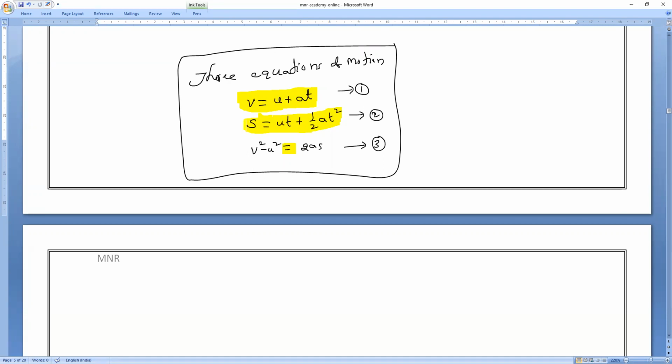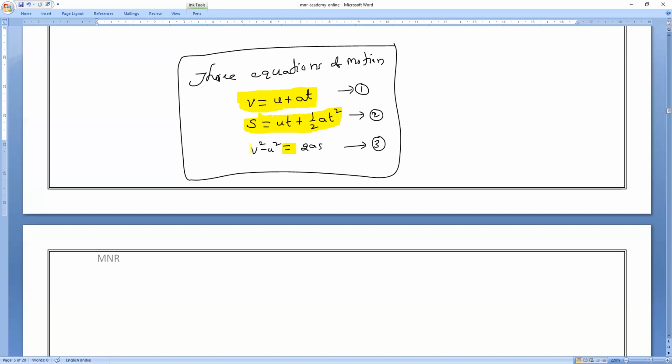S equals UT plus half AT squared. You cannot read it as 1 by 2; you should read it as half AT squared. How to read? Half AT squared. Half means 1 by 2 only. Clear? Read: S is equal to UT plus half AT squared. Very good.